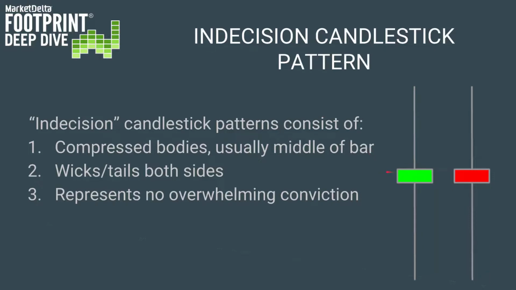When I say body, I'm talking about this part of the candle. These are the tails or wicks, remember. So here's our body, and these are the tails. It's compressed, and it tends to be in the middle area of the chart. It has long wicks and tails on both sides, and it represents no overwhelming conviction.